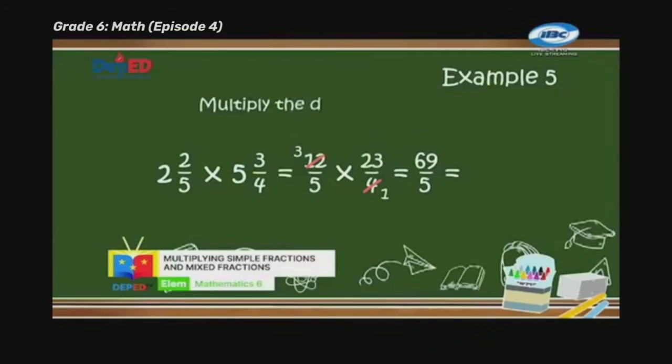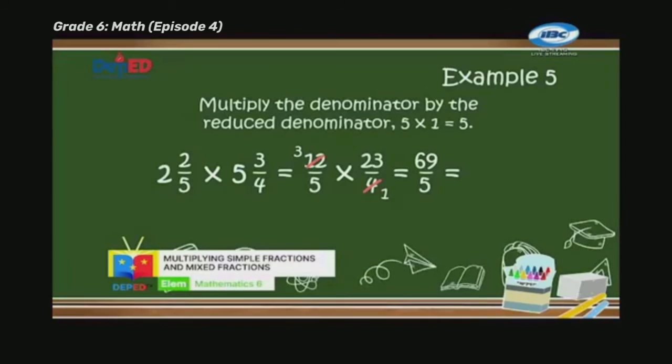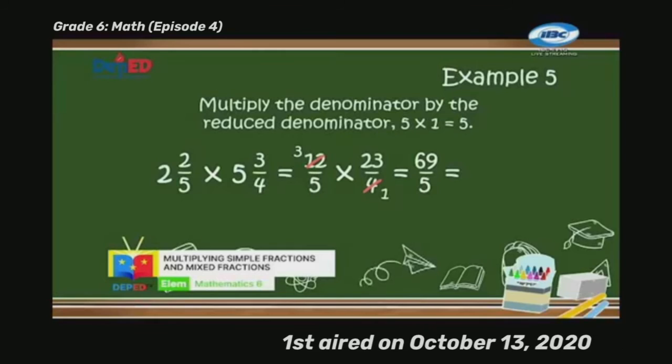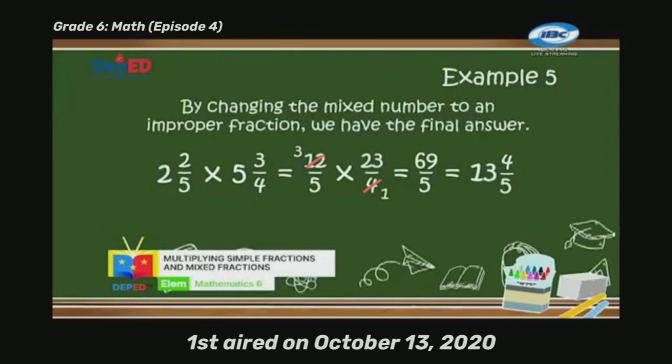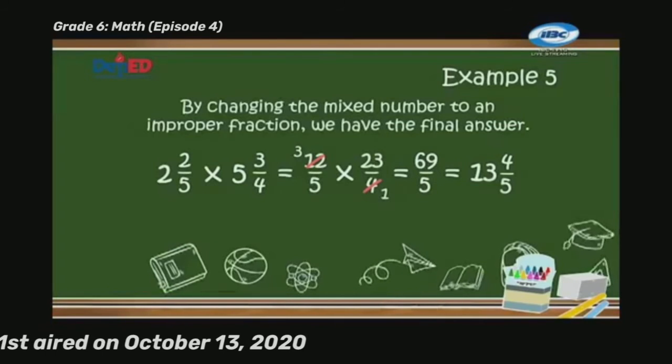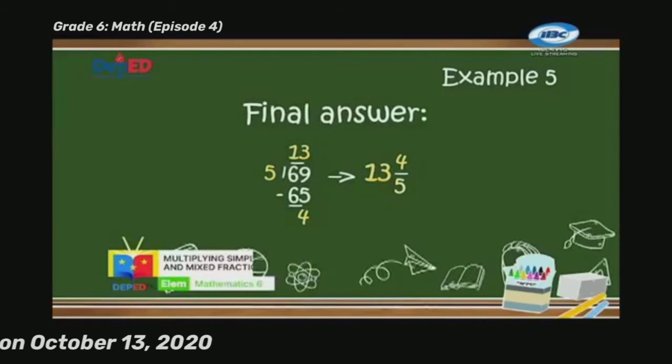Also, multiply the denominator by the reduced denominator. 5 times 1 equals 5. Now, we have 69 fifths. By changing the improper fraction to a mixed number, we have the final answer, 13 and 4 fifths.